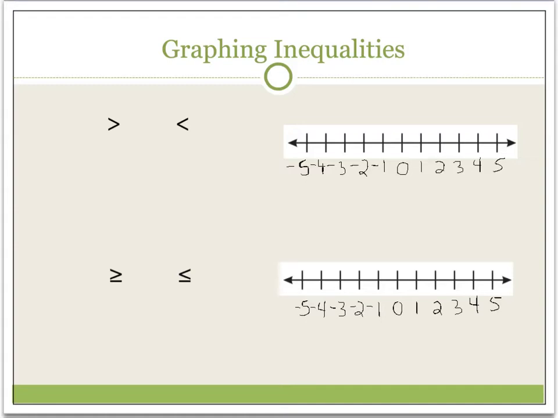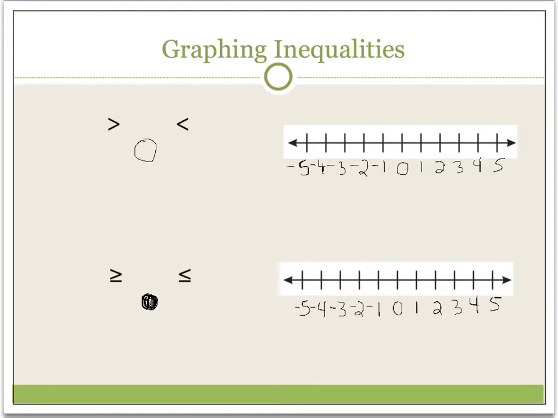Now, when we talk about graphing inequalities, we have to remember what the symbols mean when we talk about them on a graph. And so if you have a greater than symbol or a less than symbol, then we always use an open circle on our graph. And if you have the greater than or equal to or the less than or equal to symbol, then you always use a closed circle to represent the equal to part on that graph.